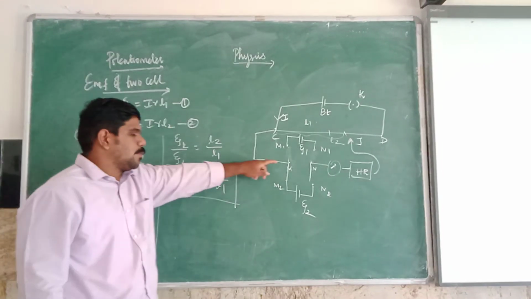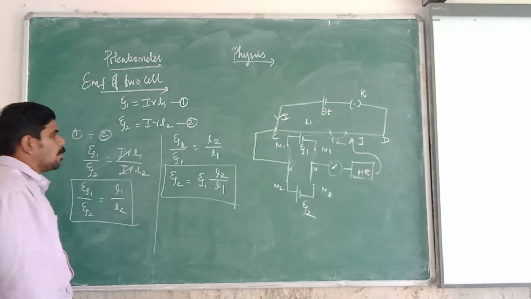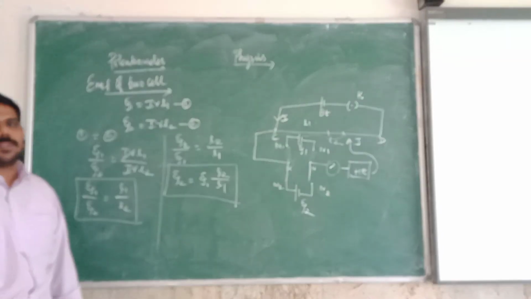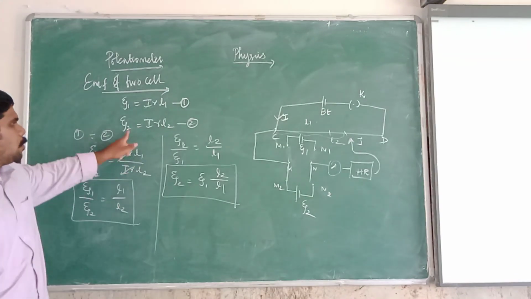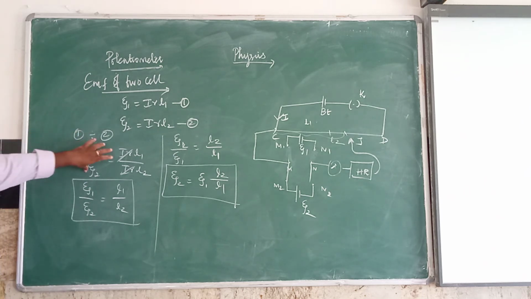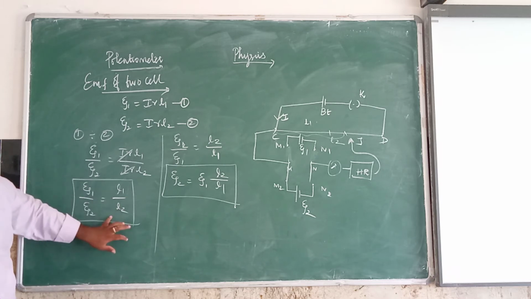Now the switch is pressed towards M2 and N2. So what happened there? The potential difference across the balancing length L2 is directly proportional to the EMF of cell psi 2. So psi 2 is equal to IR L2. From these equations, dividing 1 by 2, psi 1 by psi 2 is equal to IR L1 by IR L2. IR cancels. Psi 1 by psi 2 is equal to L1 by L2.